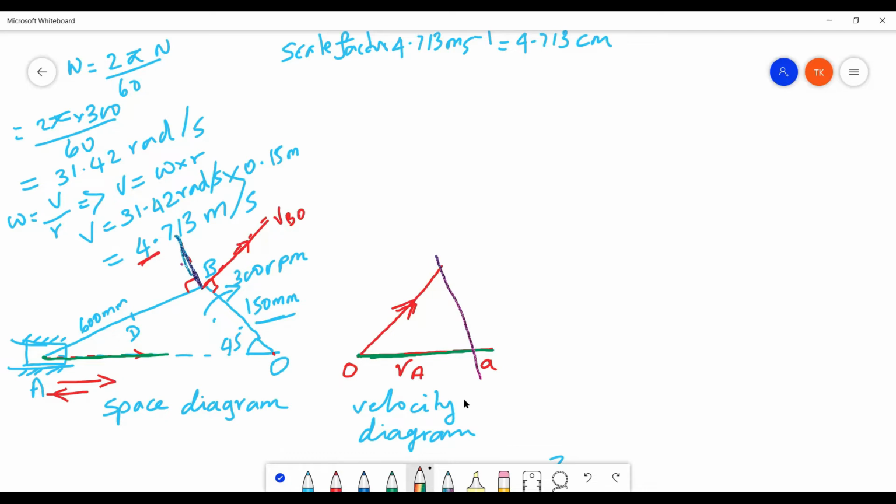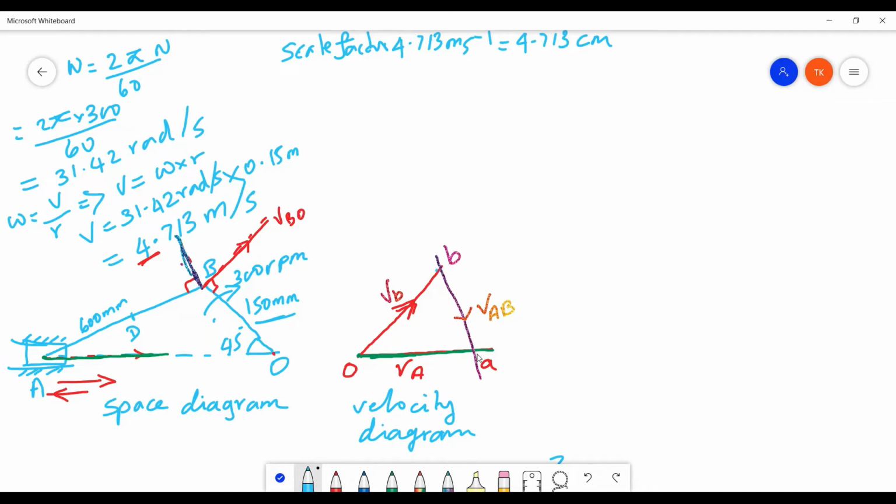So now I can mark. This is point B, so this is VB, the velocity of B, and here is the velocity of A. So this would be the resultant velocity of A with respect to B, right? Now I have drawn the velocity diagram, and we now need the midpoint D also. So D is in the middle of B and A, right?